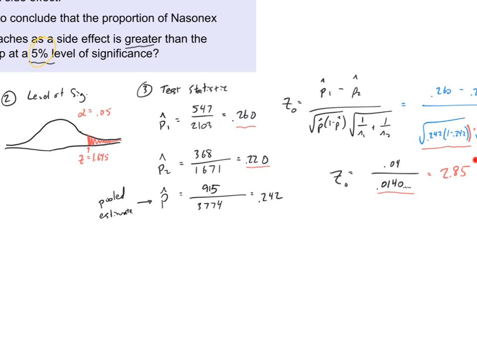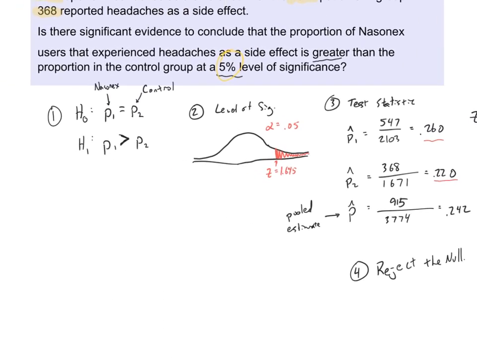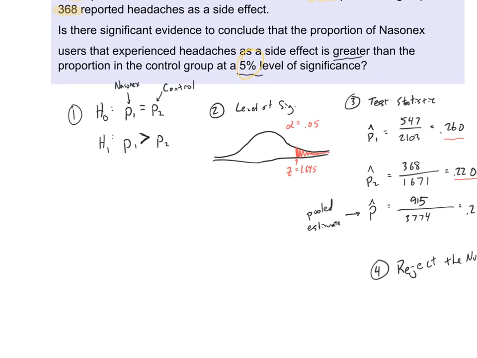Okay, so now what do we do? We take this 2.85 z-score. Where does it fall? It's over here. It's in the red zone. It's in the critical region. It's past the critical value. What does that mean? Reject. Step 4, reject the null. Reject the null hypothesis. There is evidence that Nasonex gives you headaches at a greater rate than normal.